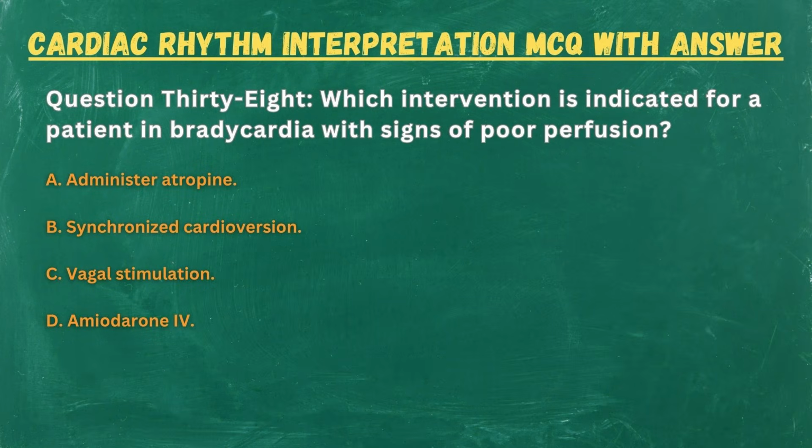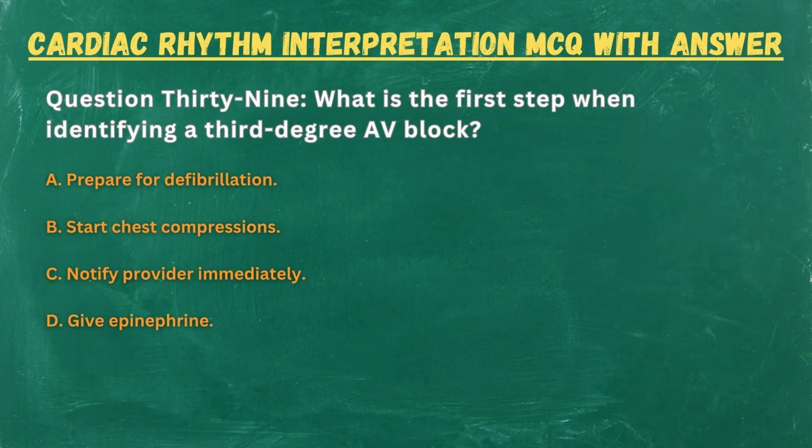Question 38. Which intervention is indicated for a patient in bradycardia with signs of poor perfusion? A. Administer atropine. B. Synchronized cardioversion. C. Vagal stimulation. D. Amiodarone. Answer: A. Administer atropine.